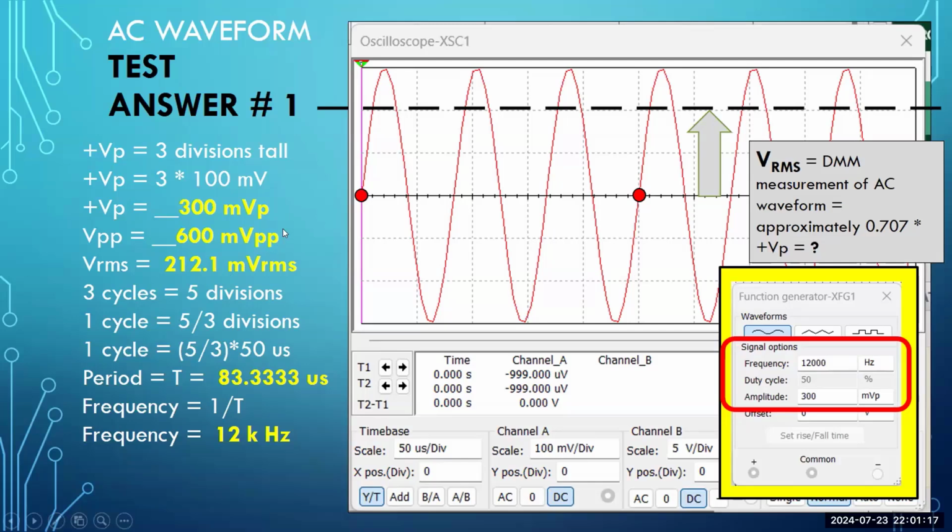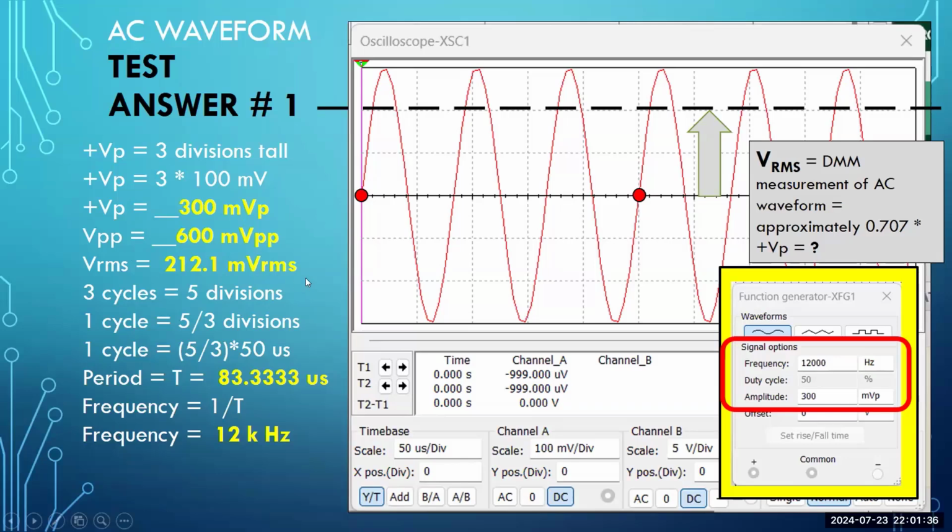And it's very important after each of these answers to write the appropriate terminology. Volts peak, positive volts peak is millivolts with a lowercase p. Volts peak to peak is with 2 P's. Volts RMS is actually written VRMS.